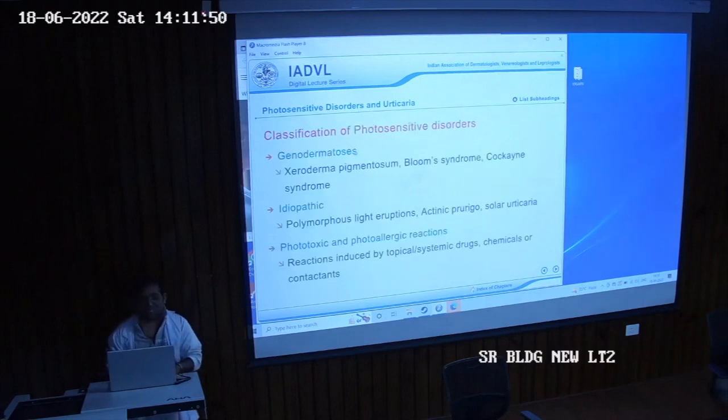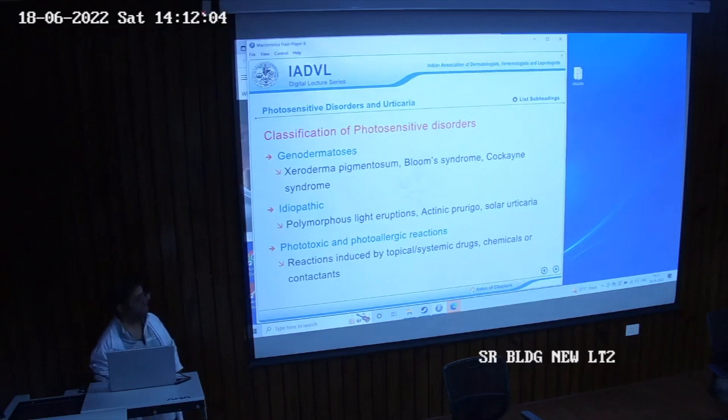Now we come to the classification of photosensitive disorders. First is genodermatosis. This includes xeroderma pigmentosum, Bloom syndrome, and Cockayne syndrome. And idiopathic: polymorphous light eruptions, actinic prurigo, and solar urticaria. And phototoxic and photoallergic reactions. These are reactions induced by topical or systemic drugs, chemicals, or contactants.